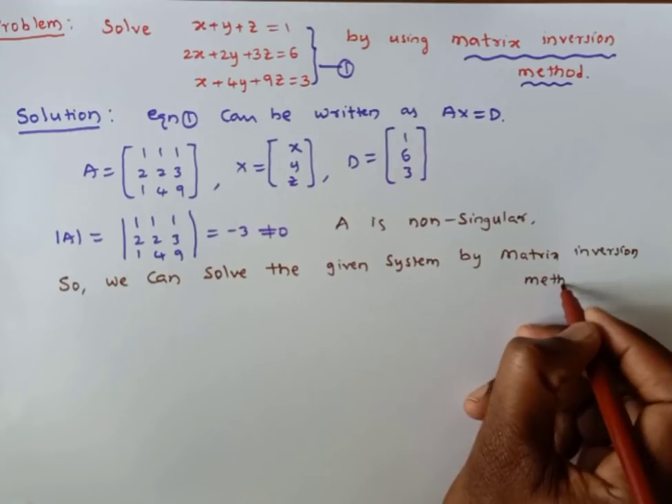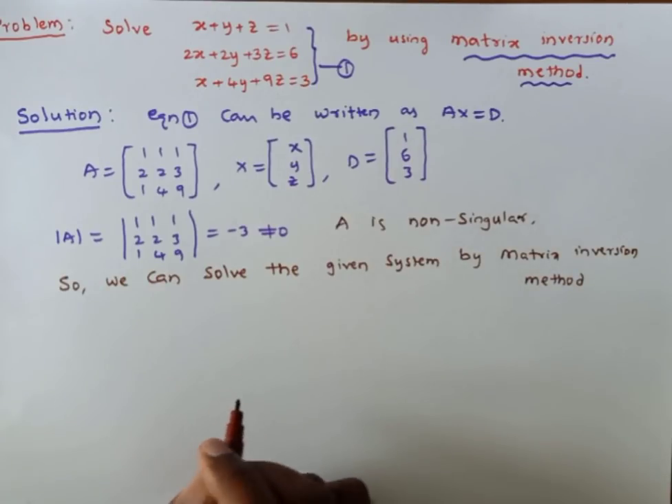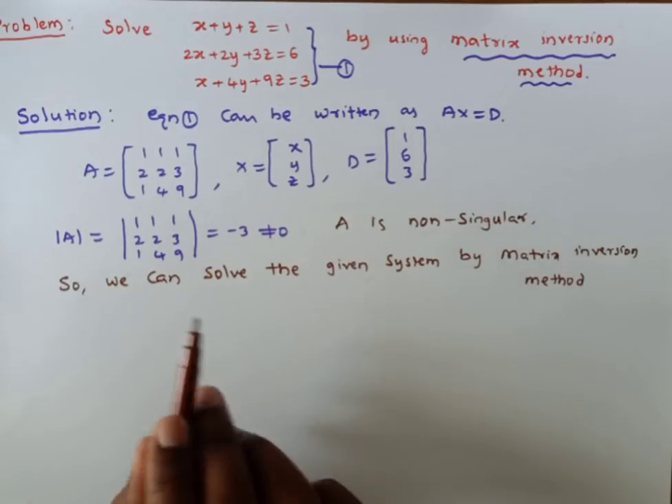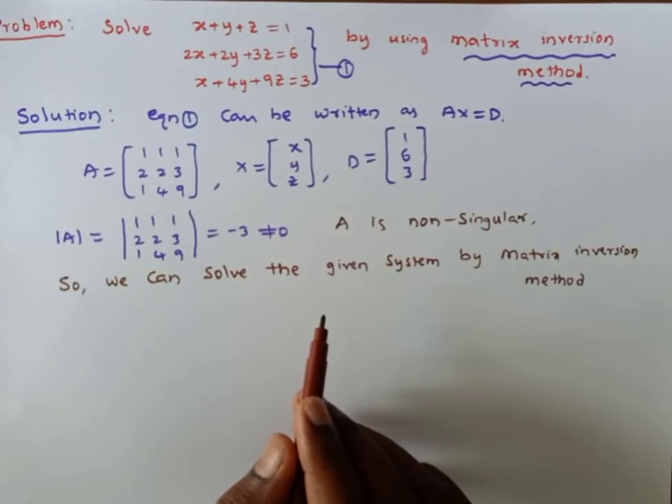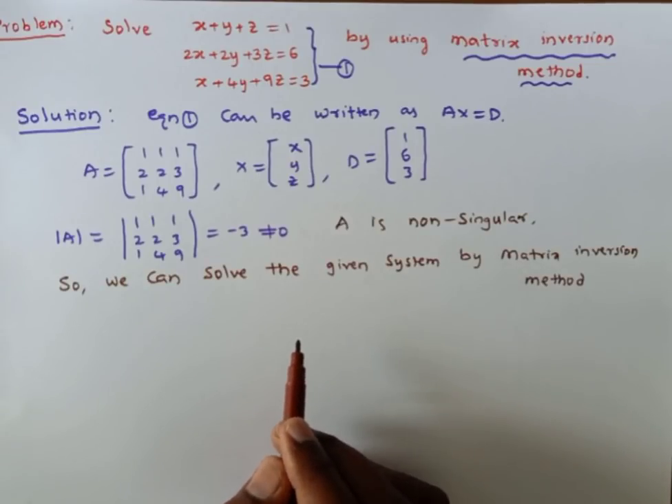For example, the determinant value is 0. Then what do you have to write here? Here A is a singular matrix, so the system cannot be solved by using the matrix inversion method.